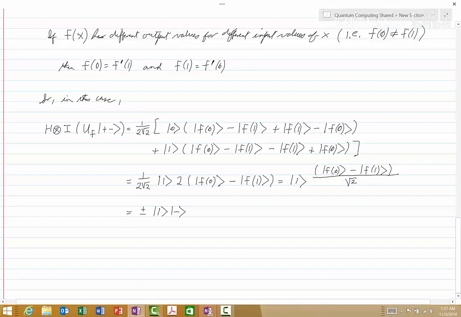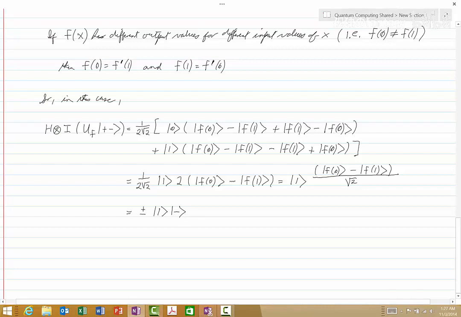And keep in mind, if f of 0 were equal to 0, in this case that we're considering, then f of 1 would have to be 1, because we're considering the case where f of 0 and f of 1 are different. So if f of 0 is 0, and f of 1 therefore is equal to 1, then this would be 0 minus 1 over square root of 2, which would be minus. So in that case, we would take the plus sign. And on the other hand, if f of 0 is 1, then that would mean f of 1 has to be 0. So we have 1 minus 0 over square root of 2. In that case, we would have minus 1 minus.